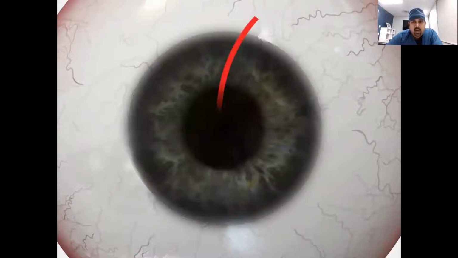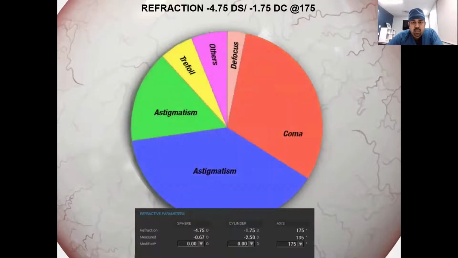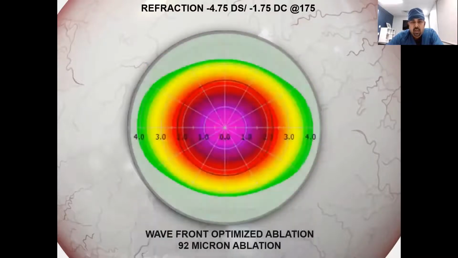Whereas if you look at a similar patient with a similar astigmatism and a similar amount of sphere, on this patient again, the refraction cylinder and the measured cylinder on the topographer are different. What constitutes that is that only a part of the actual cylinder is seen on the cornea as astigmatism on the topography, and the remaining part is contributed by others like trefoil and coma. In this scenario, a normal wavefront optimized ablation would ablate, say, 92 microns of your cornea on a LASIK treatment.